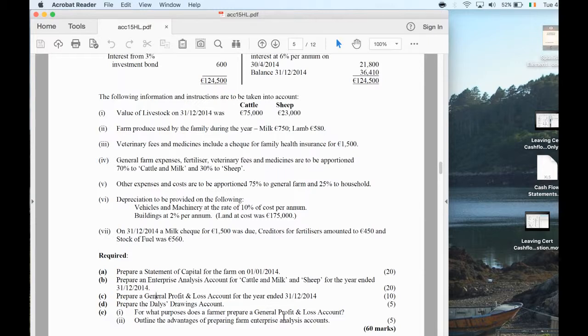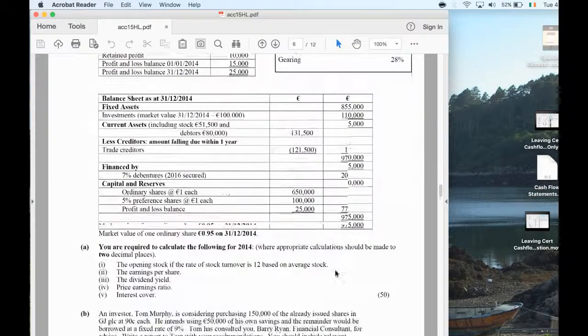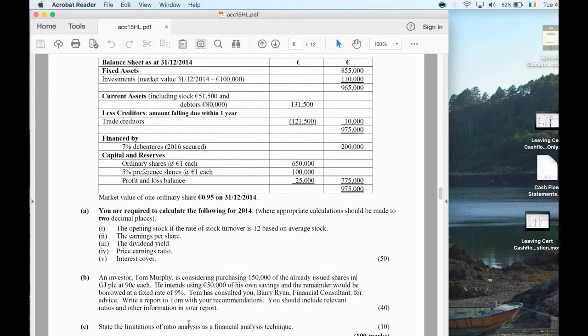Why do we make enterprise analysis accounts? We want to find out each section of the farm, how profitable is it? Should we maybe start thinking of being less involved in cattle because we're not making as much profit in cattle, and maybe moving more of our efforts into sheep because sheep seems to be more profitable? That's what they're looking for there. Okay. Moving on to ratios. So ratios, I presume we understand what we need for part B. Sorry, just go back to that now.